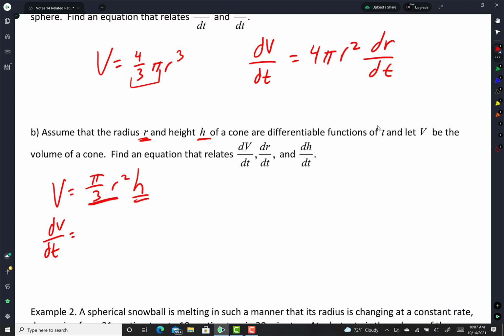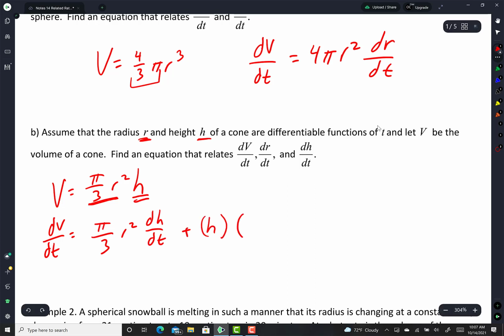Do you guys see that? If you don't want to do that, leave the pi over 3 on the outside. It's the same thing. So here we go. First, pi over 3 r squared times the derivative of the second, dh/dt, plus second, h, times the derivative of the first, 2 pi over 3 r dr/dt. Do you see what we did?